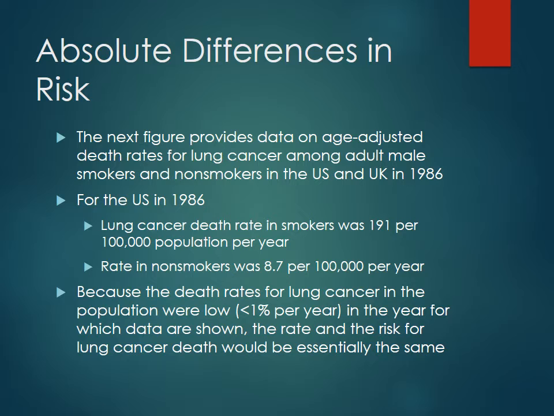So again, because the death rates for lung cancer in the population were low, less than 1% per year, in the year for which the data are shown, the rate and the risk for the lung cancer data would be essentially the same. So remember, that makes sense because if our actual incidence of the outcome is very, very low, your midpoint population doesn't change very much. And so your midpoint population and your starting population should be relatively similar, and that's why the actual risk and the rate don't differ very much from one another. Okay, go back to that lecture if you need a refresher on that.